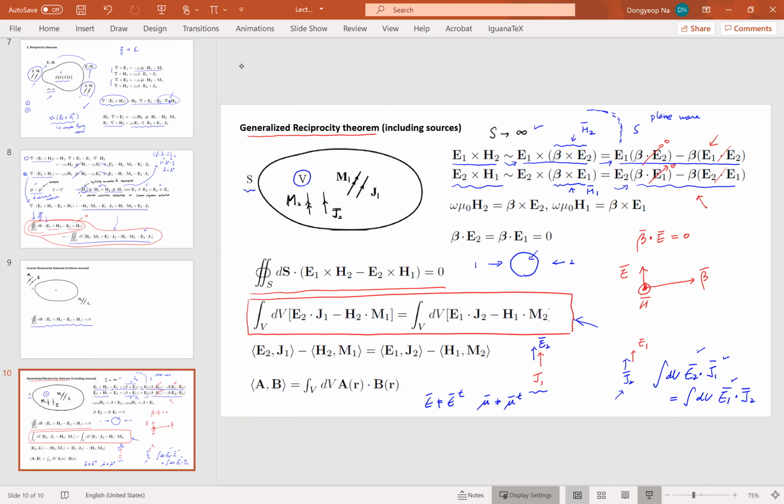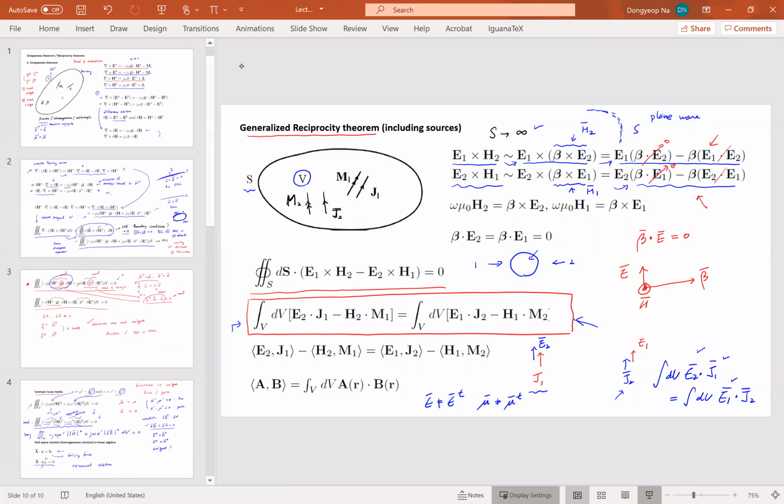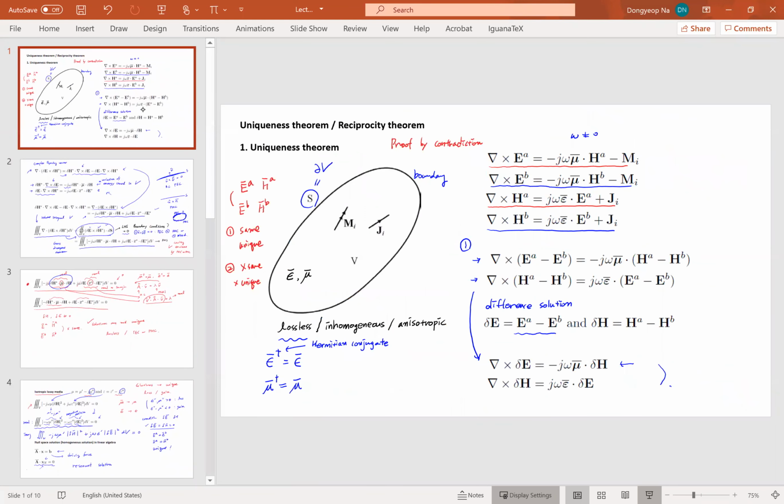For this uniqueness and reciprocity theorem, we did some complicated looking mathematical manipulation to derive some meaningful result. Again, the uniqueness theorem: we assumed that from the same source there are two possible different solutions, and then we defined this difference solution here. If the difference is zero, then the solution is unique, but solutions were not unique in the presence of a lossless medium enclosed by PEC or PMC material.